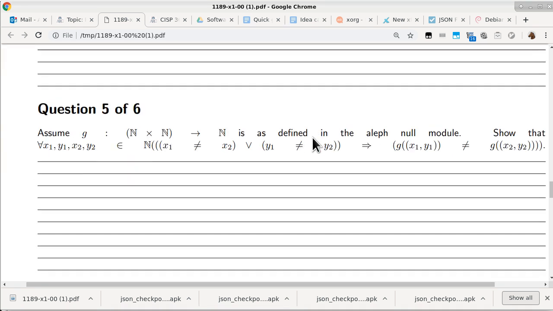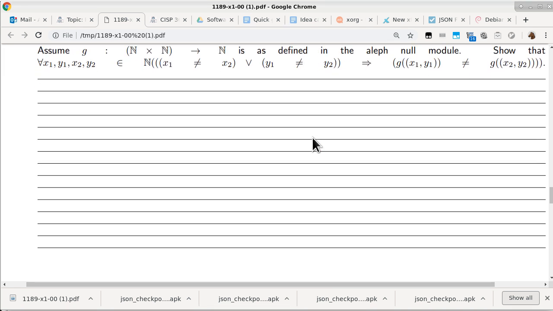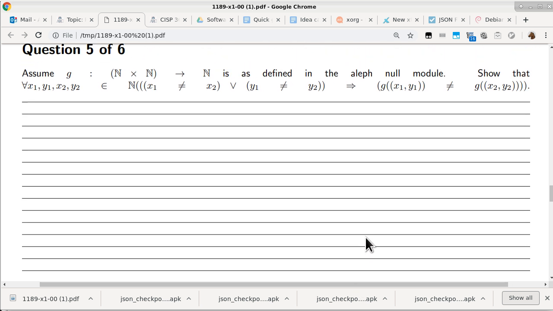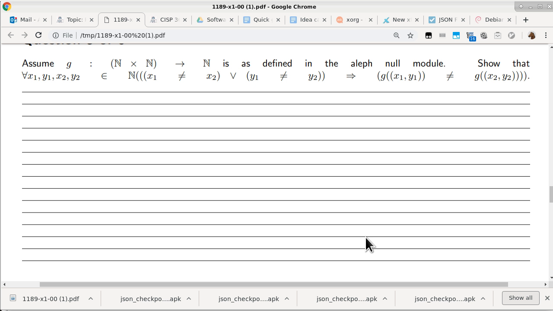Question number 5. I did not like the way it formats it. It just put in way too much spacing. And I think I was able to fix that later on, but I forgot how I did it. But anyway, let's read the question just the way it is. I know it's a little harder to read. Assume G is a function. It maps natural number Cartesian product with natural number to just natural number, as defined in the Aleph No module.